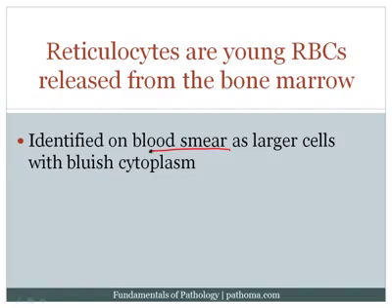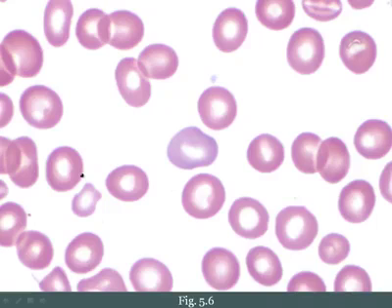On a blood smear, they're identified as cells that are slightly larger than normal, just a tad bit larger, with bluish cytoplasm. And the bluish cytoplasm is due to residual RNA within the cell. Basically, when the young red blood cell is born, it's born with no nucleus, and it has most of its hemoglobin. However, there is some residual processing of RNA and protein synthesis that continues to occur in the first day or so after birth. Reticulocytes look like this.